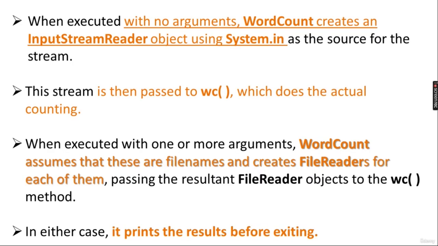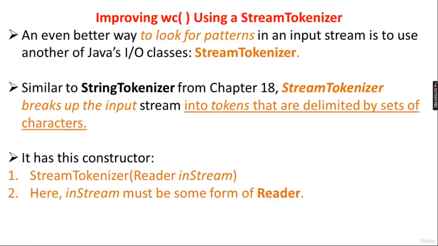When run with no arguments, it creates an input stream reader using System.in, that is the keyboard. Then this is passed to the word count method, which does the actual counting. When executed with one or more arguments, it will handle files. Word count assumes that these are file names and creates a file reader for each of them, passing the resultant file reader object to the word count method. In either case, it prints the result before exiting.